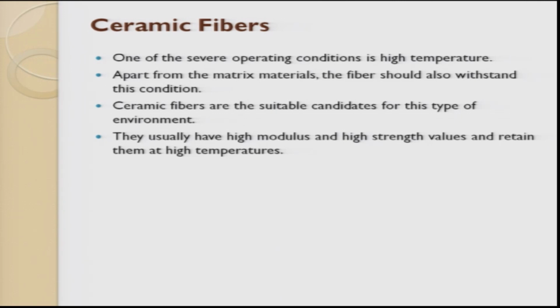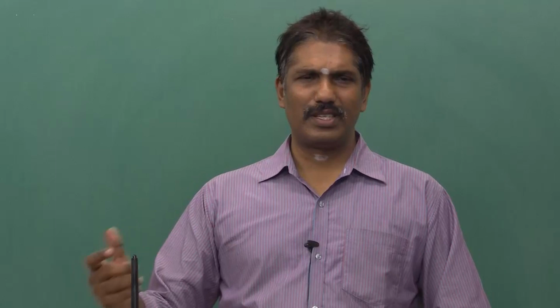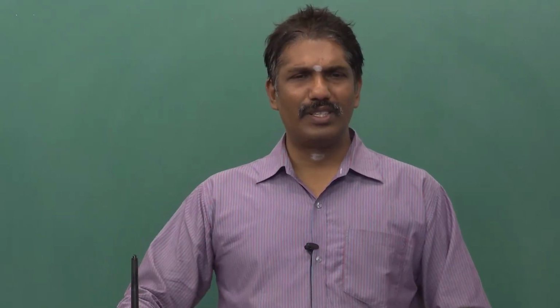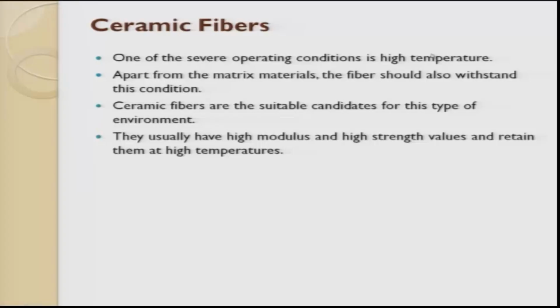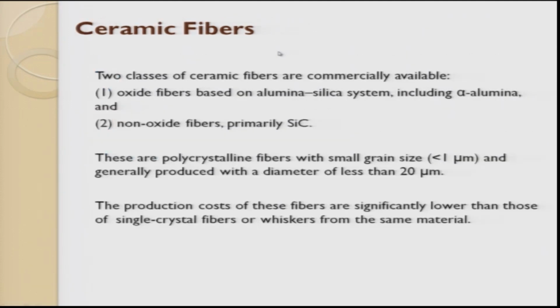You also have ceramic fibers. Ceramic fibers are gaining popularity slowly, but they have their own limitations as far as processing and making a composite. One of the severe operating conditions is very high temperature. We always go for ceramics. Apart from the matrix material, the fiber should also withstand very high temperature. The ceramic fibers are suitable candidates for very high temperature applications. Usually for high modulus and high strength at higher temperatures, we go for ceramic fibers.